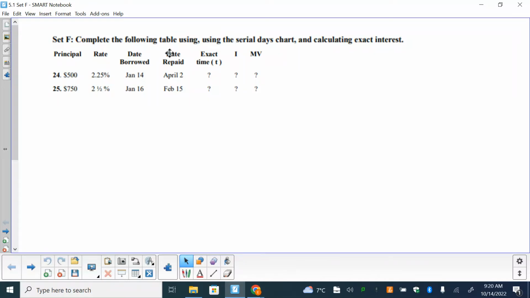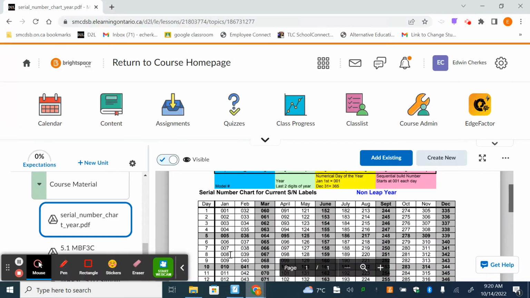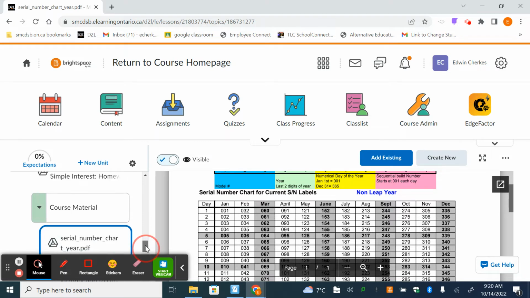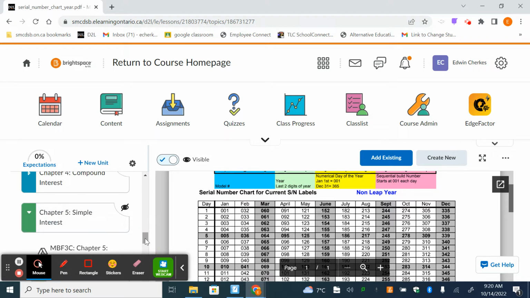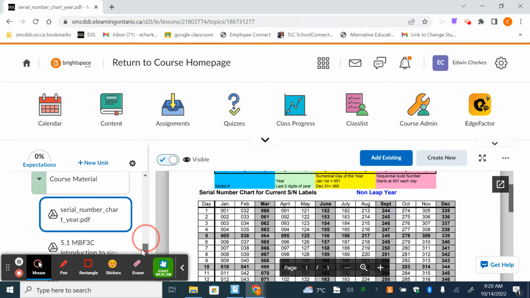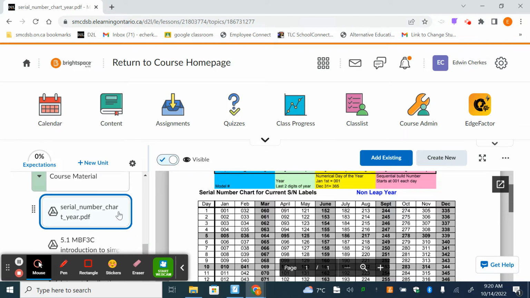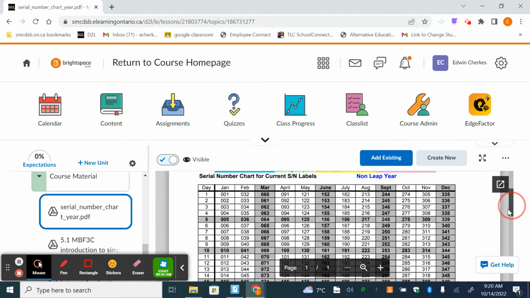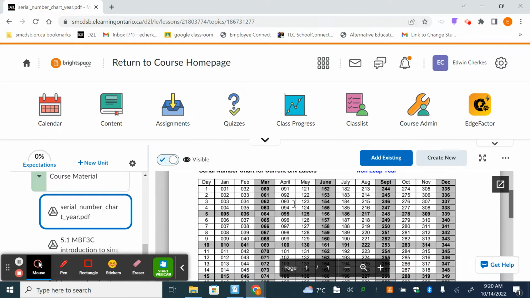So for set F, you're going to need to use the serial days chart. Where is that located? Let's just look at that real quick. When you go into content, into simple interest, course material, serial number chart. You're going to use this table a lot for questions from here on, whenever I give you specific dates.